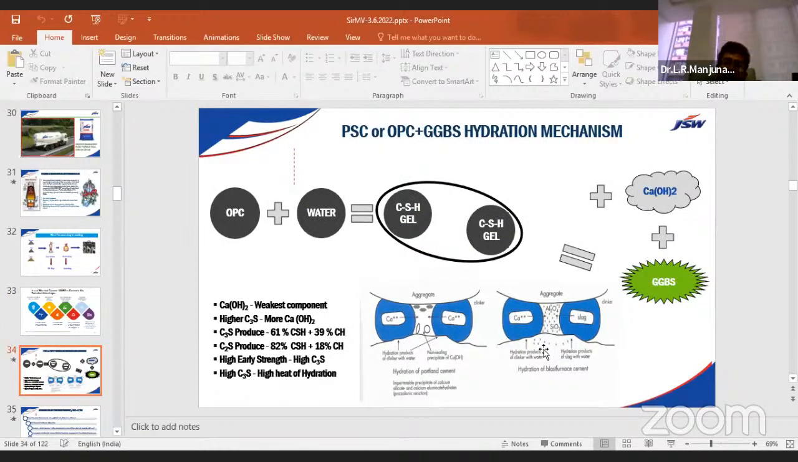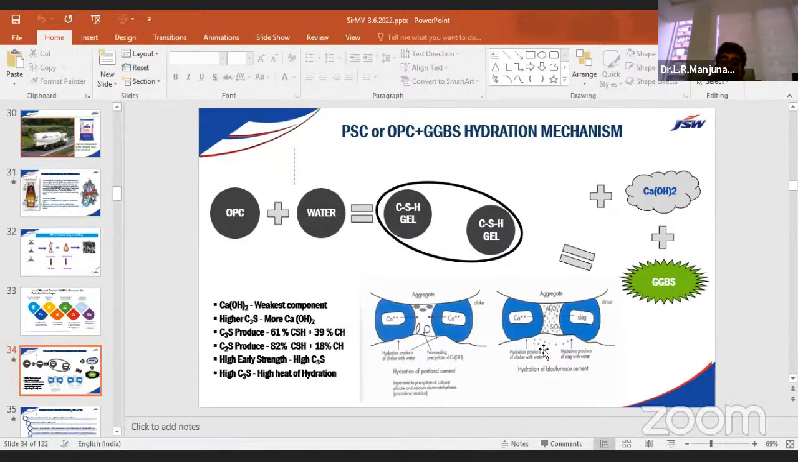along with 50 to 70% GGBS, what we get is calcium silicate hydrate gel, which is the DNA of concrete, the building block of concrete. And we also get calcium hydroxide, which is like cholesterol in the body, not good for the concrete. This calcium hydroxide keeps on absorbing moisture, carbon dioxide, sulfates, chlorides and other impurities, acids and elements, and spoils the concrete. The integrity of the concrete is spoiled.